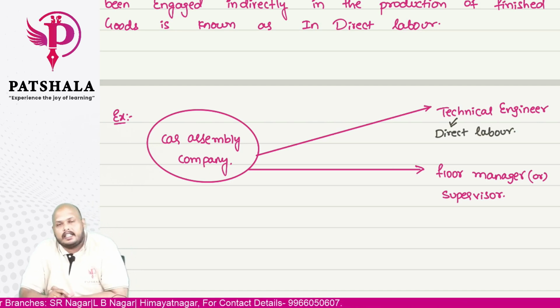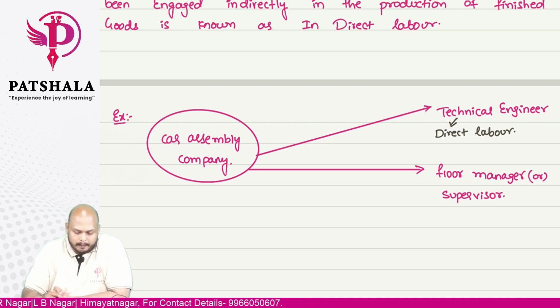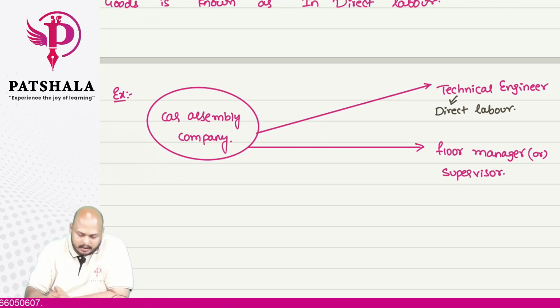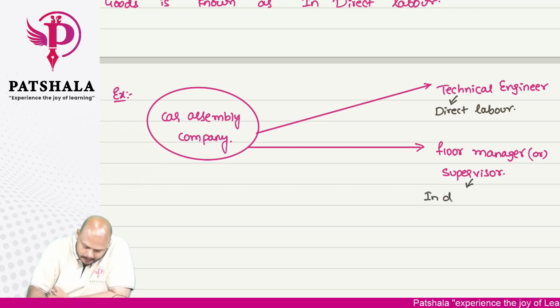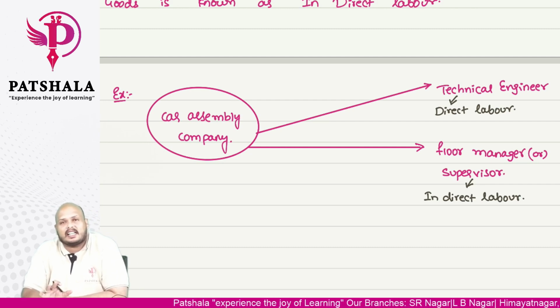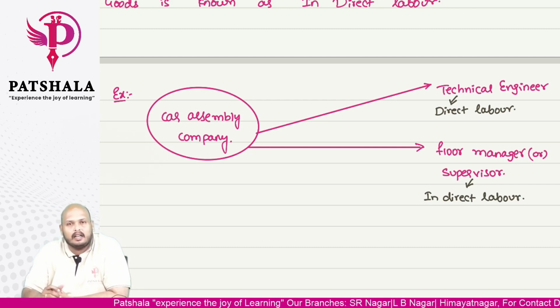This technical engineer is classified as which labor here? Direct labor. But whereas this floor manager is indirectly supporting the manufacturing assembly process, that is the reason this floor manager will be classified as indirect labor. So this is the major classification between direct and indirect.